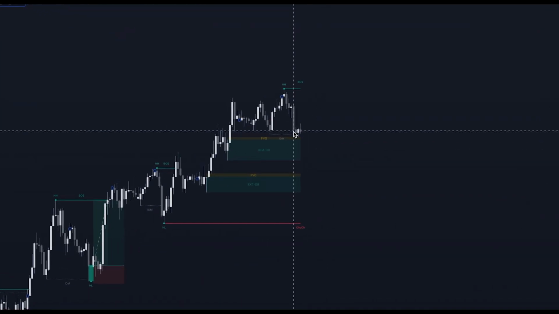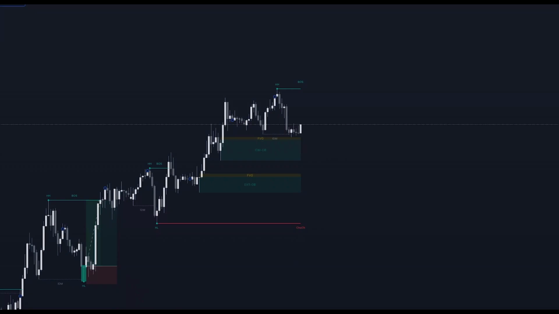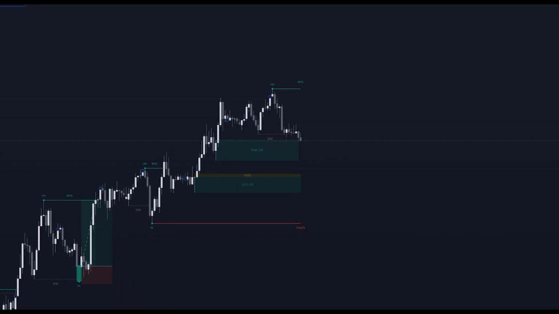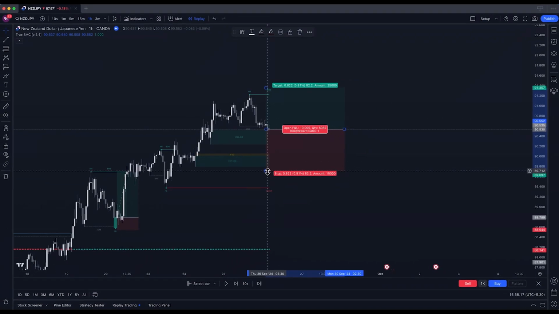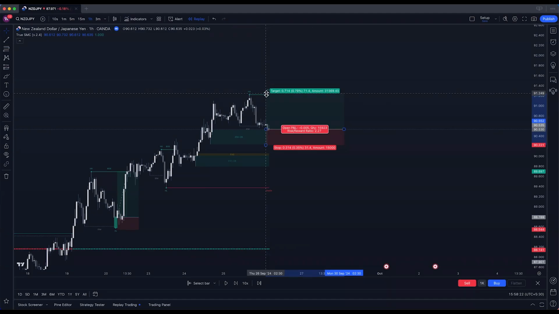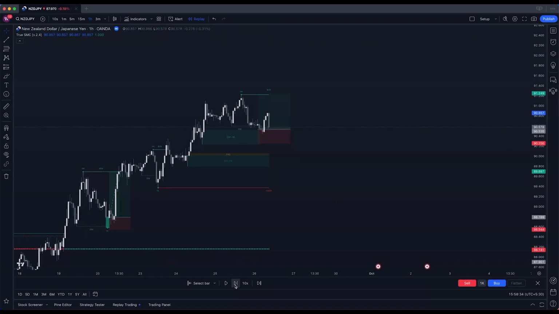Here you can see the market swept the inducement, but the indicator didn't mark it as an IFC candle, so we don't need to buy from here. Now you can see the market mitigated the IDM-OB. Here we can plan for a buy and our target will be here. Let's see what happens next.